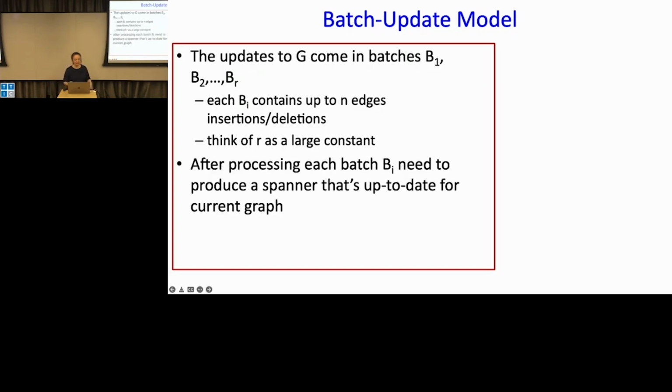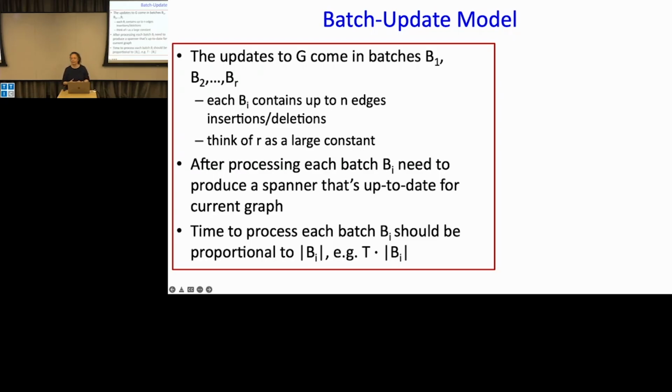So what happens after every batch B_i arrives? We need to process it and produce a spanner that's up to date with respect to the current graph. And the important thing is that the time to process batch B_i should be proportional to the size of B_i. So it's some T times |B_i|. So if B_i has many edges, maybe processing time can be longer. If it has only one edge, it will be shorter. Can I just continue for a bit and then I may answer a question?